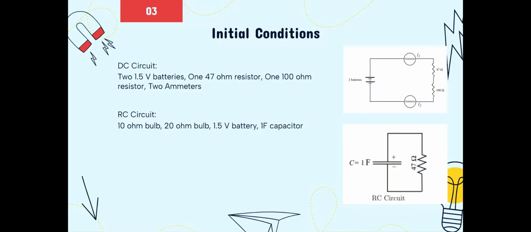So what initial conditions do we have for our circuits? For our DC circuit, which is shown in the top left, two 1.5 volt batteries, one 47 ohm resistor, one 100 ohm resistor, and two ammeters. And for our RC circuit, which is the bottom right, we have a 10 ohm bulb, a 20 ohm bulb, a 1.5 volt battery. We have two of those, and a 1F capacitor.